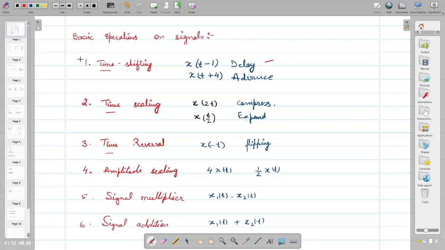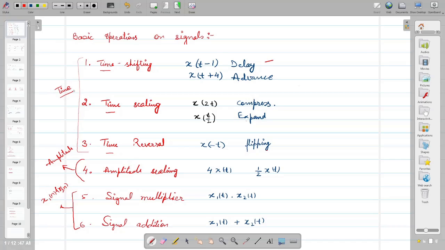Today we are going to study the basic operations on signals. The operations on signals are divided into majorly three parts. One is related to time. These are the three operations which are going to be performed with respect to time, and this kind of operation is related to amplitude, and these two operations are between the signals. Say suppose there are two signals or more than two signals which are operated using these kinds of operations.